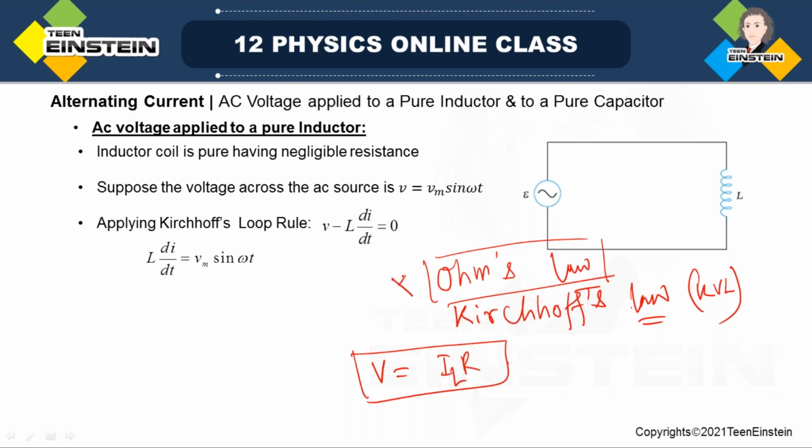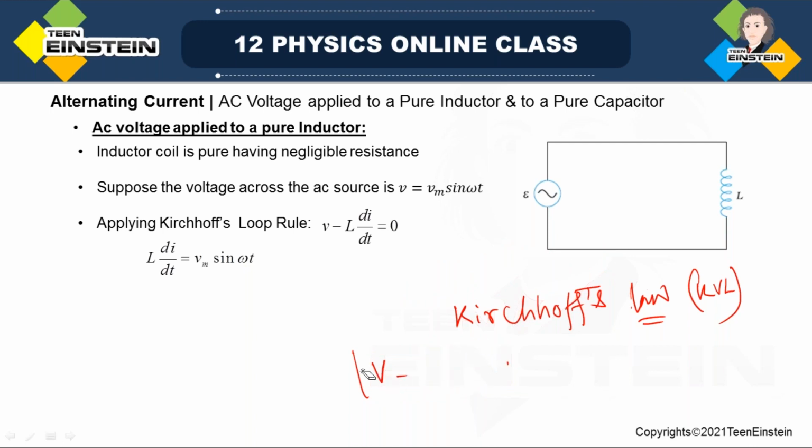Okay, that's why we cannot apply Ohm's law. So what do you have to apply? You have to apply Kirchhoff's law because it is valid for linear circuits as well as non-linear circuits. Okay, so what is Kirchhoff's voltage law? If you remember, we had discussed it in our previous lectures.